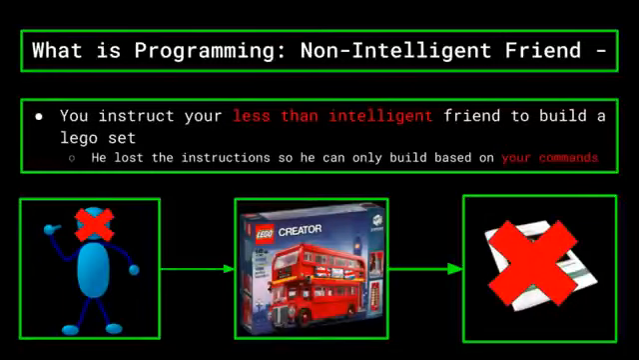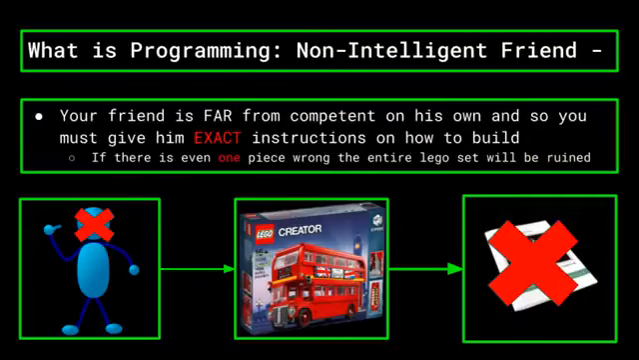Imagine this, for example. You want your less than intelligent friend to build a Lego set, except he has lost the instructions and can only build based on your commands. Remember though, your friend is far from competent, and so if they are not given very specific instructions on how to build the set, there are many mistakes that they could make.